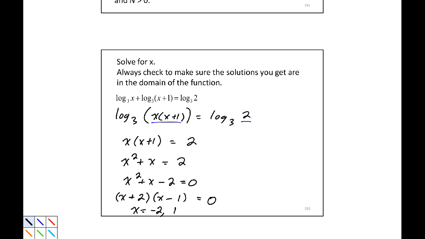Well, because the original domain of each of these functions, log base 3 of x, tells us that x is greater than 0, and log base 3 of the quantity x plus 1 tells us that x must be greater than negative 1, the only valid solution we have is x equals 1. It must be greater than 0 and greater than negative 1.